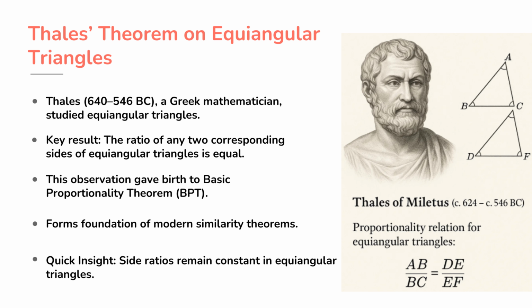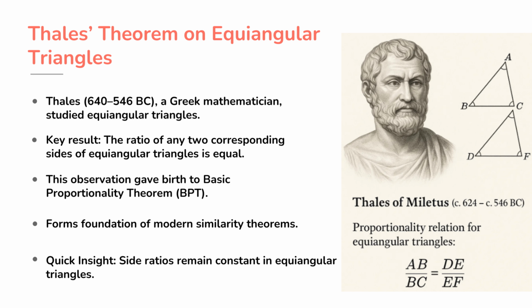Thales studied equiangular triangles, that is, triangles in which all corresponding angles are equal. His remarkable observation was this: the ratio of any two corresponding sides of equiangular triangles is always equal. Let's put that into math language. If we have triangle ABC and triangle DEF, and they are equiangular, then side AB divided by side BC equals side DE divided by side EF. This means the side ratios remain constant, no matter how large or small the triangle is.